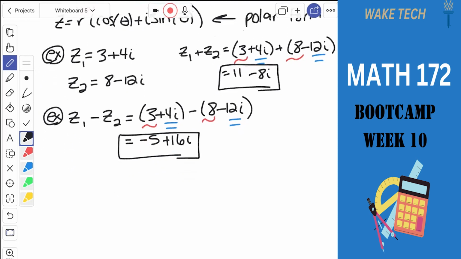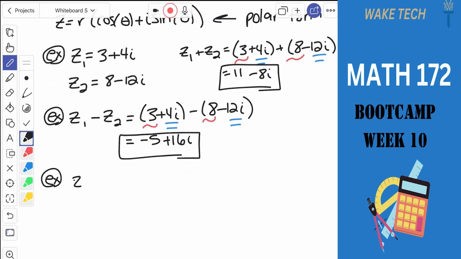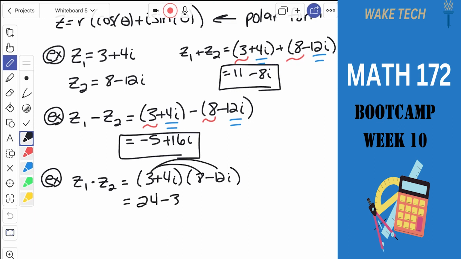To multiply Z1 times Z2, that would be 3 plus 4i times 8 minus 12i. But to multiply something like this, we should FOIL. 3 times 8 is 24. 3 times negative 12 is negative 36i. 4 times 8 is 32i. And 4 times negative 12 is negative 48i squared.